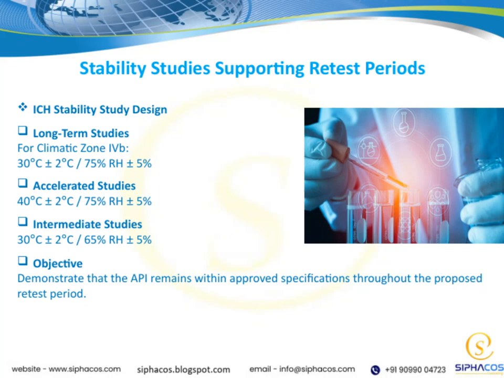Let's talk about stability studies and how they support retest periods. These studies follow specific designs set by the ICH guidelines. For long-term studies in hot, humid climates, we look at 30 degrees Celsius plus or minus 2, with 75% relative humidity. Accelerated studies push the conditions further: 40 degrees Celsius, same humidity. Intermediate studies fall in between, with slightly lower humidity. The goal here is clear: to prove the active pharmaceutical ingredient stays within approved specs throughout its shelf life.